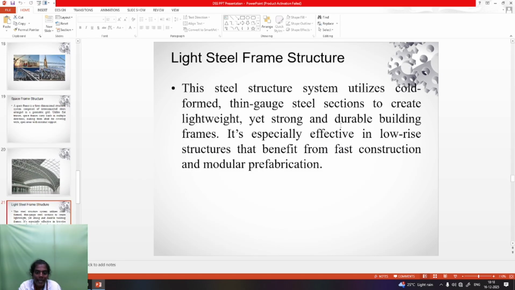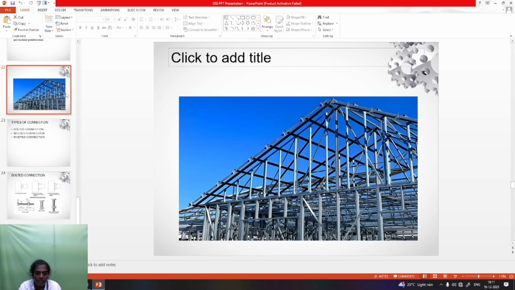Next one is light steel frame structure. Light steel frame is very lightweight. The weight is very low, so it is known as light steel frame structure. Especially used where weight is low, it's normally used for low-rise buildings. Modular prefabrication structures are used for low weight. If the weight is very low, you go for light steel frame structures. So this is the light frame structure. The density is very low. The heavy load is not acting. Only when the load is minimum do you go for that light frame structure.